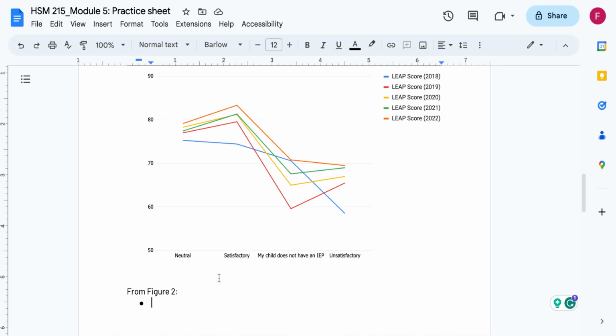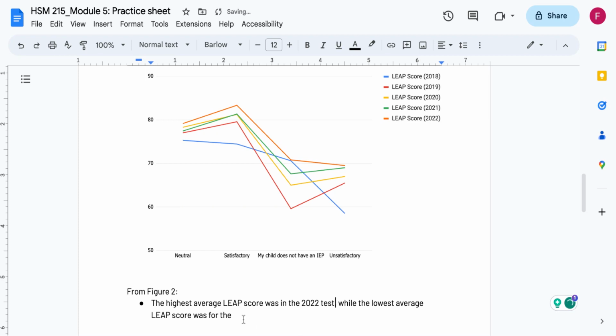So we can say the highest average LEAP score was in 2022, while the lowest average LEAP score was for the, let's see, was for the 2002 tests.